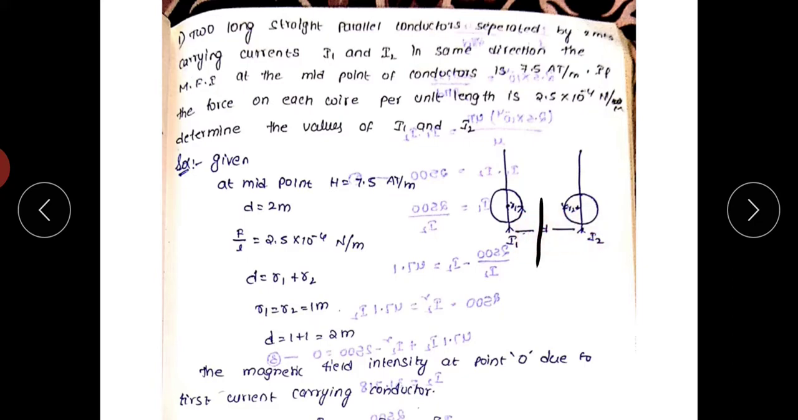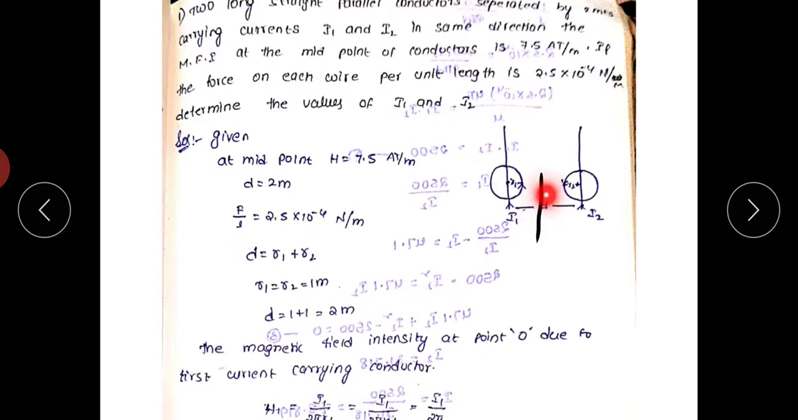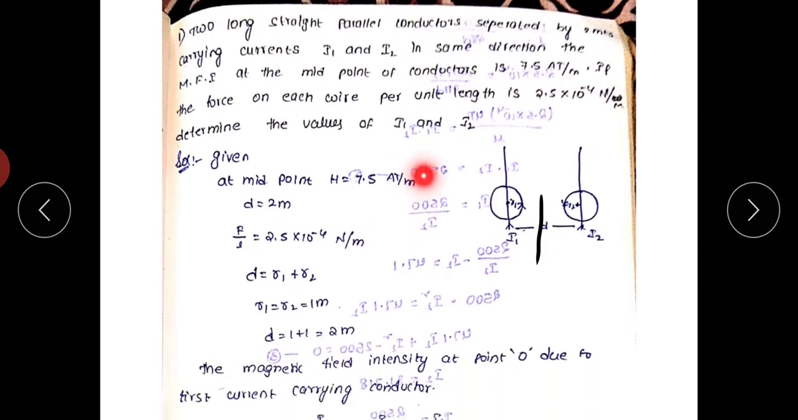The midpoint magnetic field intensity equals 7.5 ampere turns per meter. Assume this point is point O, the midpoint of the two conductors. At this point the magnetic field intensity equals 7.5 ampere turns per meter. Next, the force per unit length equals 2.5 × 10^-4 newtons per meter. Now we have to find these currents I1 and I2.